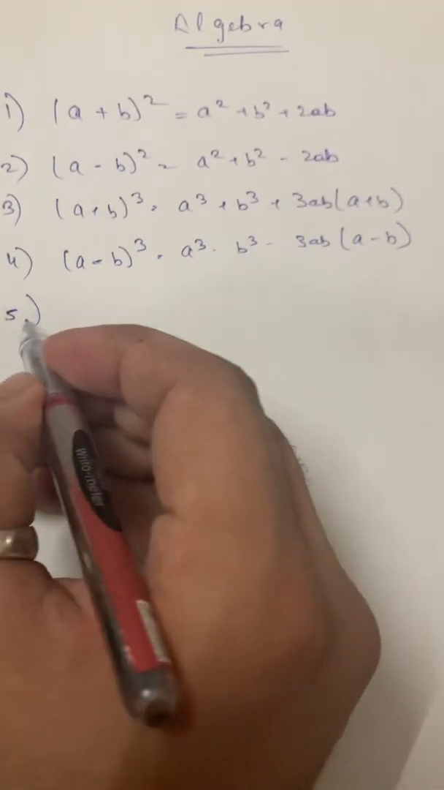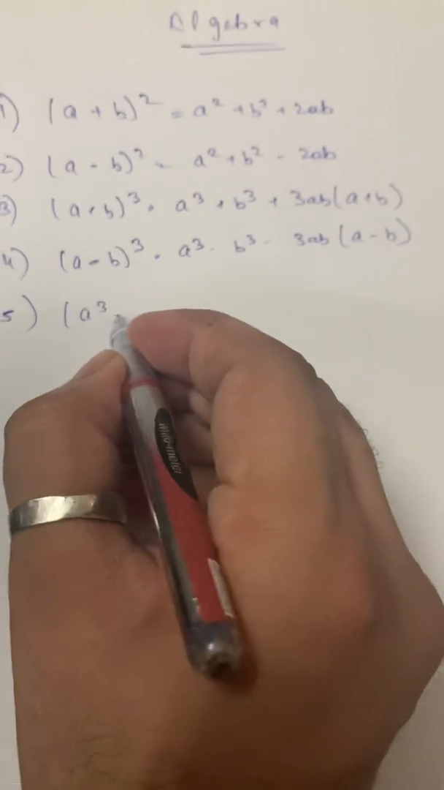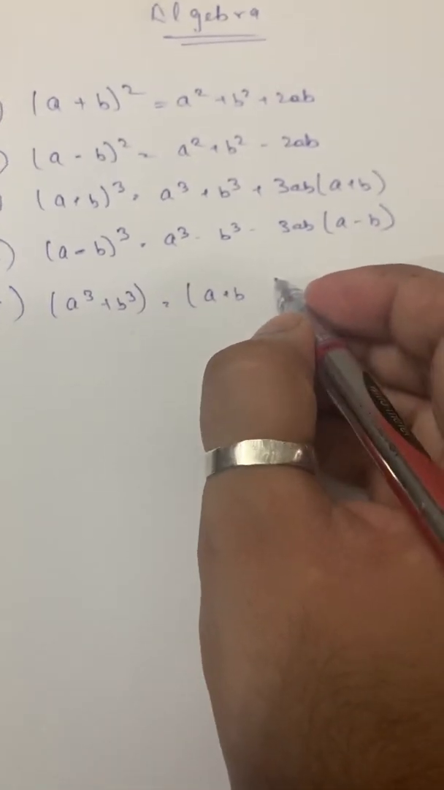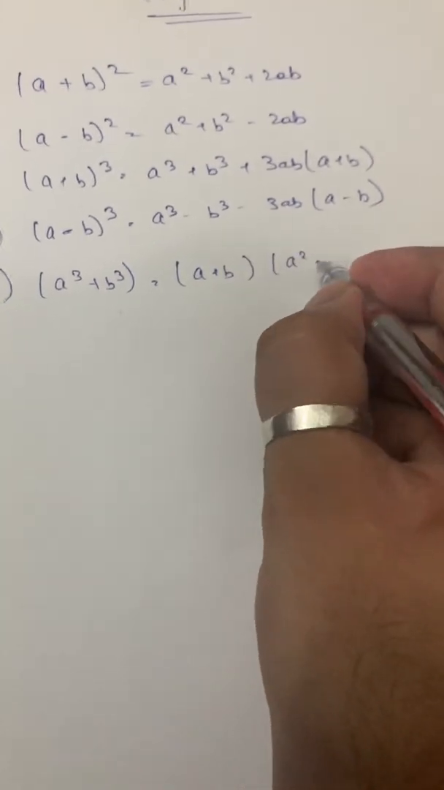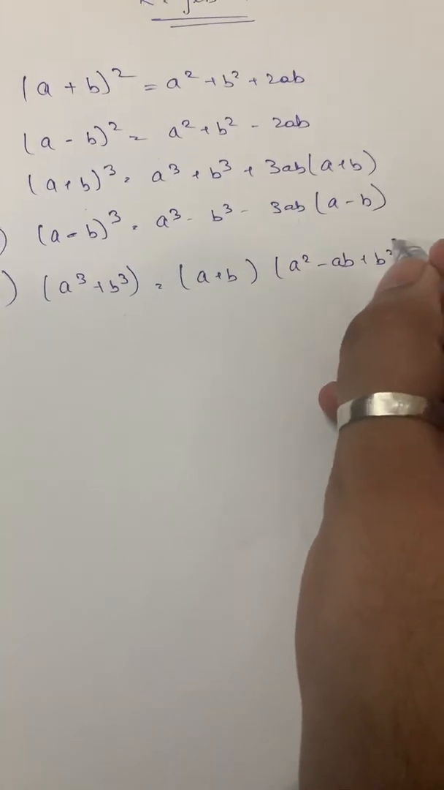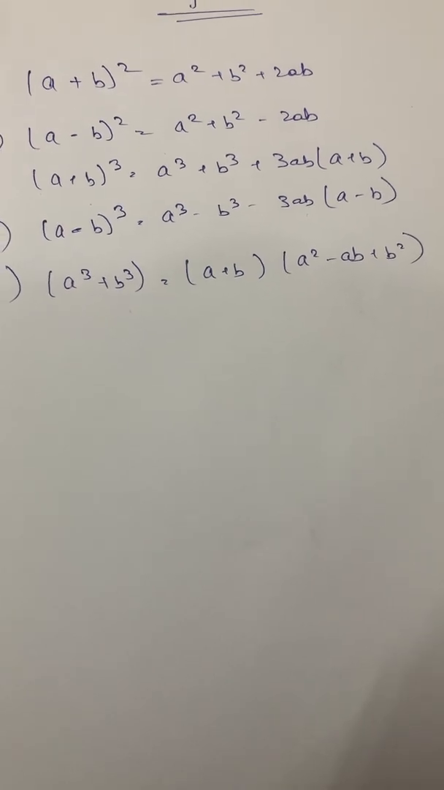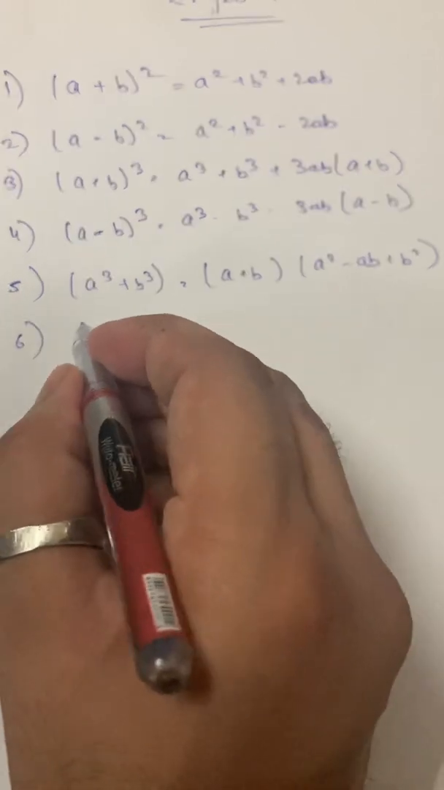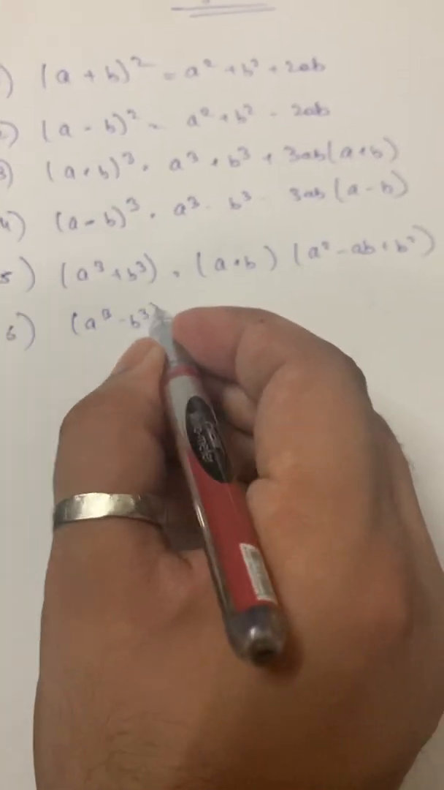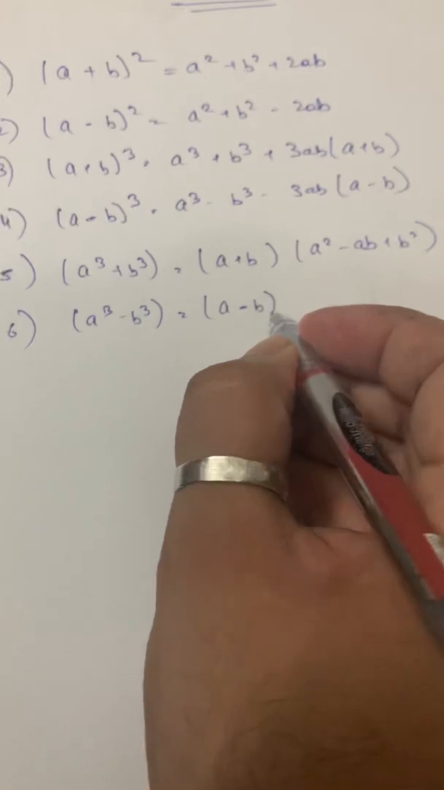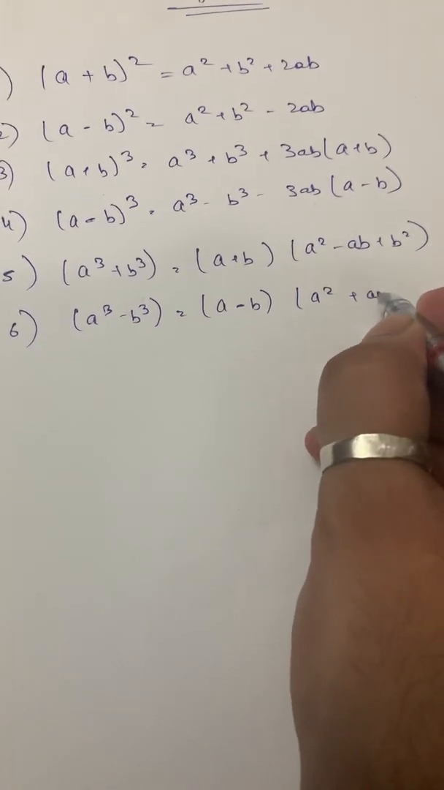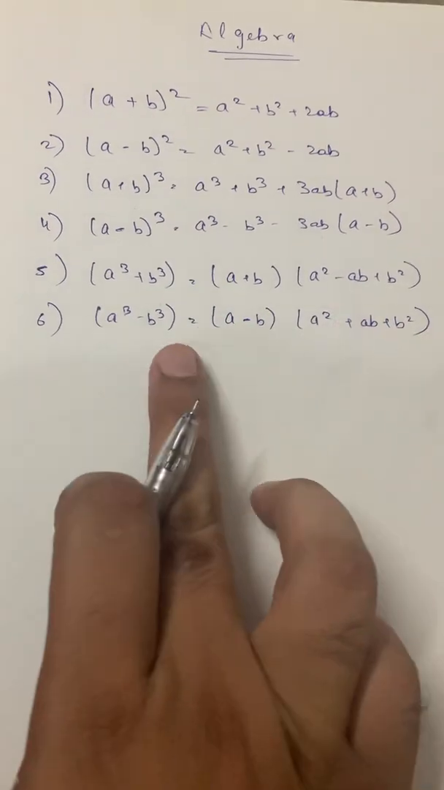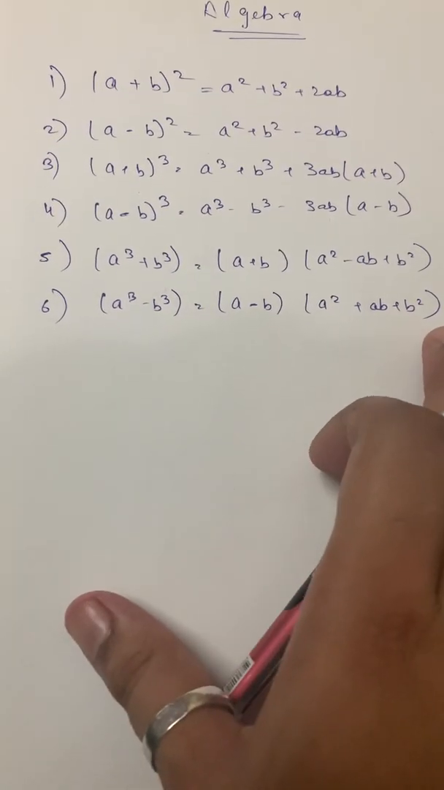If I write here a cube plus b cube, that will be equal to (a plus b) into (a square minus ab plus b square), okay? And if I write here a cube minus b cube, that will be equal to (a minus b) into (a square plus ab plus b square). A cube minus b cube is (a minus b)(a square plus ab plus b square).